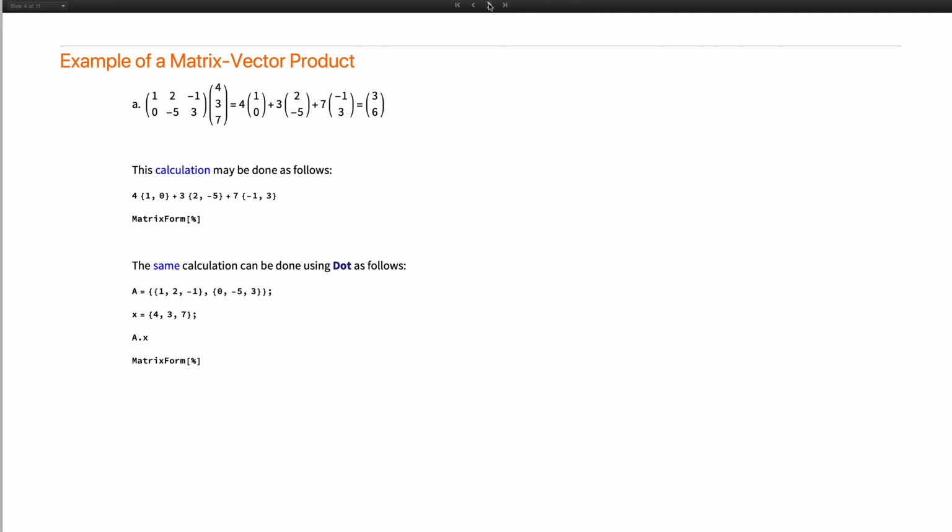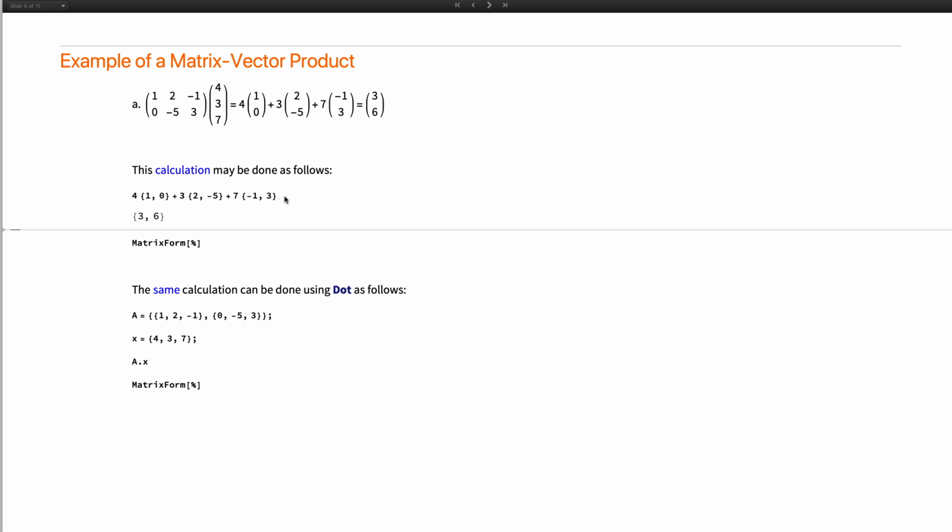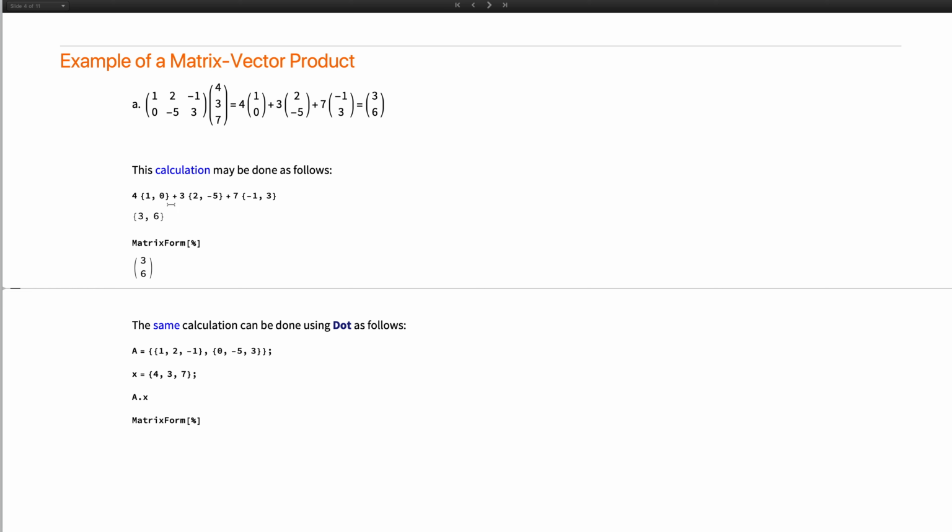Okay, so as a simple example, here is a matrix vector product. You have a matrix over here, you have a vector over there. So what you do is you do 4 times the first column, 3 times the second column, and 7 times the third column, and you get back 3 and 6. Let's check that with actual calculations. Here is the answer from actual calculations. We have 4 times 1, 0, 3 times 2, minus 5, and 7 times negative 1, 3.